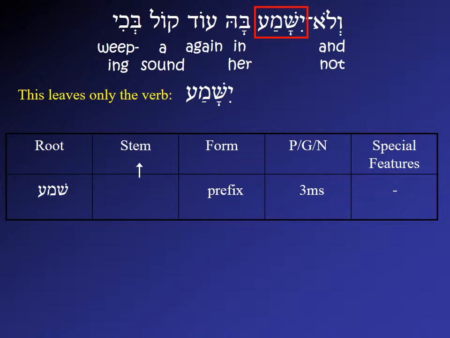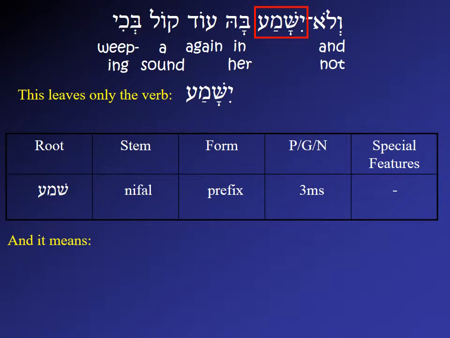The stem is a little more complicated. If you look here at the vowel under the prefix, this is our standard hirek, which typically indicates a Qal yiqtol. However, there are two features here that are not Qal. The first is this kametz under the first root radical. If this were Qal, we would expect a shva, yishma. Here we have yishama. The second feature is the dagesh in the first root radical, and this is not something that we see in the Qal. So these three features together are known as the Nifal triangle, and they indicate the Nifal.